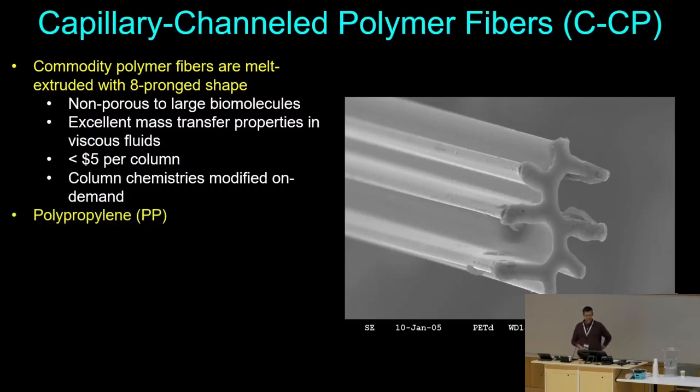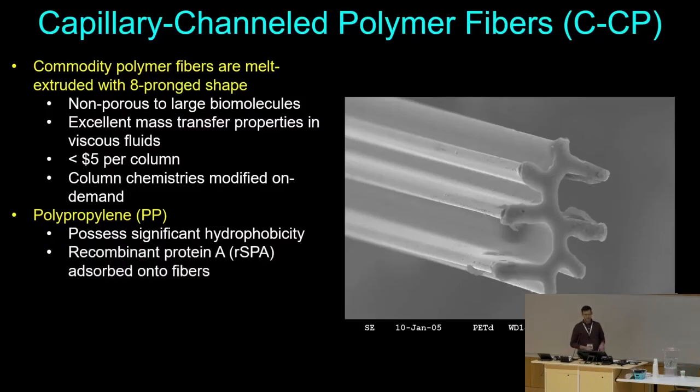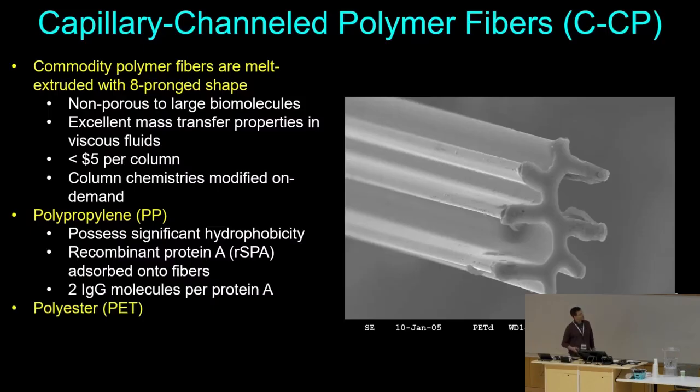One of these we use is polypropylene, which possesses significant hydrophobicity, and we exploit this to create our protein A modified columns, which is essentially we take a solution of recombinant protein A, flow it through the column, the fiber surface is covered in the protein A, and it allows us to bind about 2 IgG per molecule of protein A. The other common fiber that we use is polyester.